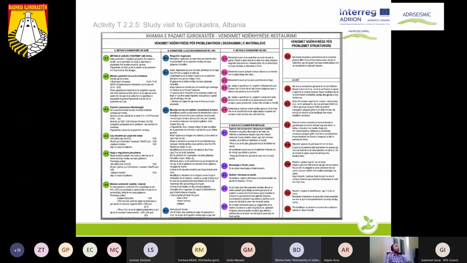The fourth one is the filling mortar for any possible cracks. The fifth one is the removal of the non-qualitative regulations. And the sixth method, just a second, is the natural or plastic filling method.